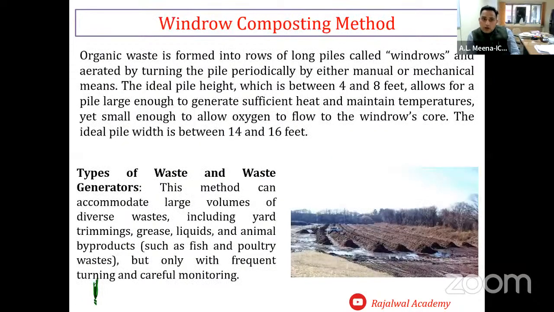Then coming to the windrow composting method, this is a very famous method and is used by many of the farmers. In this, long windrows are prepared for the composting material and these windrows are turned by machines. For production of mass-level composting material, the windrow method is a very useful method.